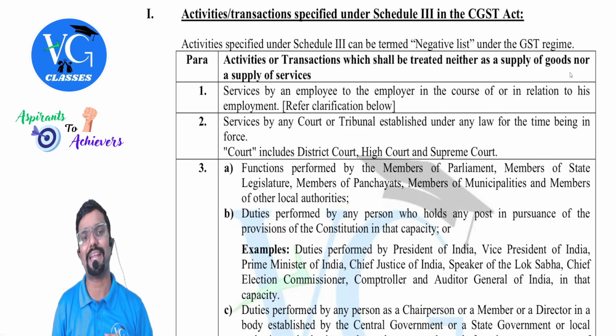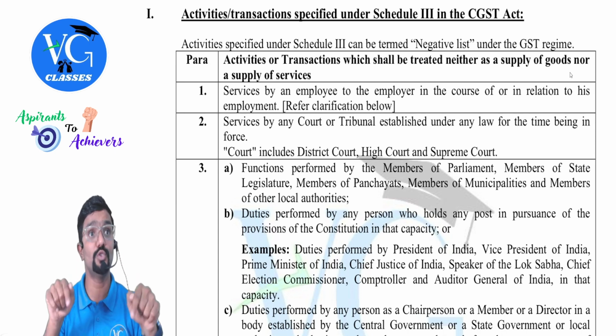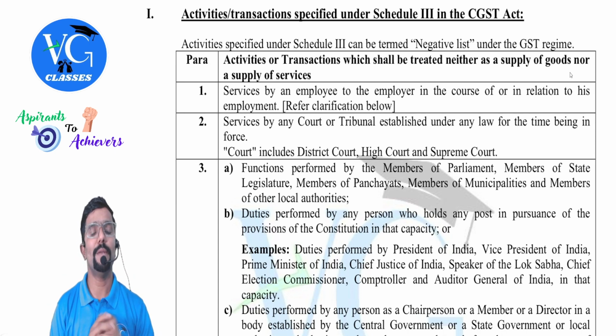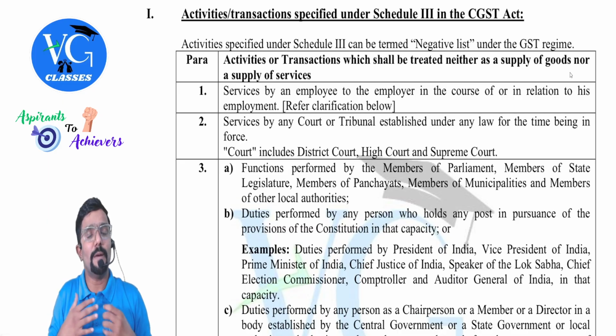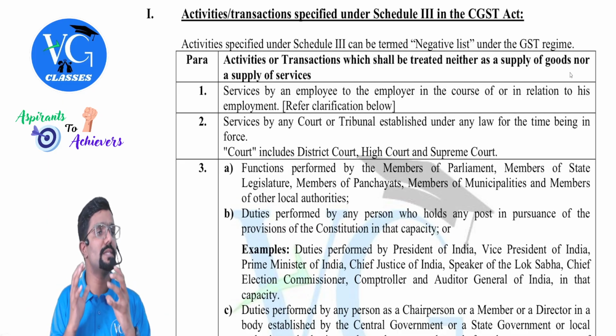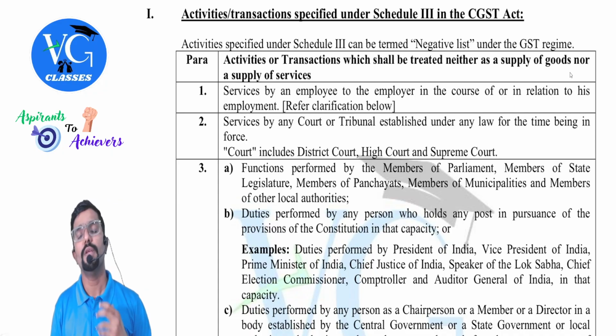It is also given in para. But here, sir, should I remember the para number? If possible, you remember. If not, it's okay. But provisions you should know. One by one. First one. Services by an employee to the employer in the course of or in relation to his employment. Means, guys, listen here. Employment service is outside GST, which is covered here.